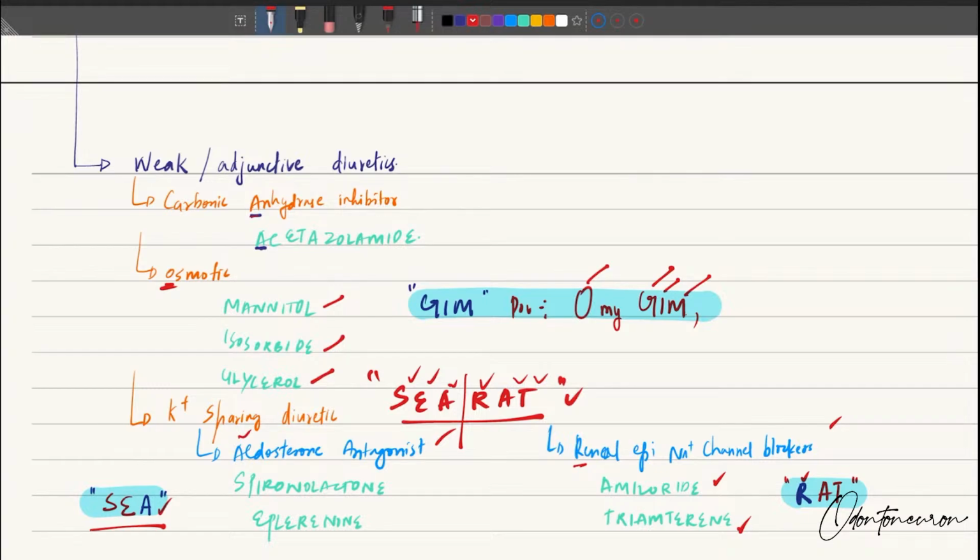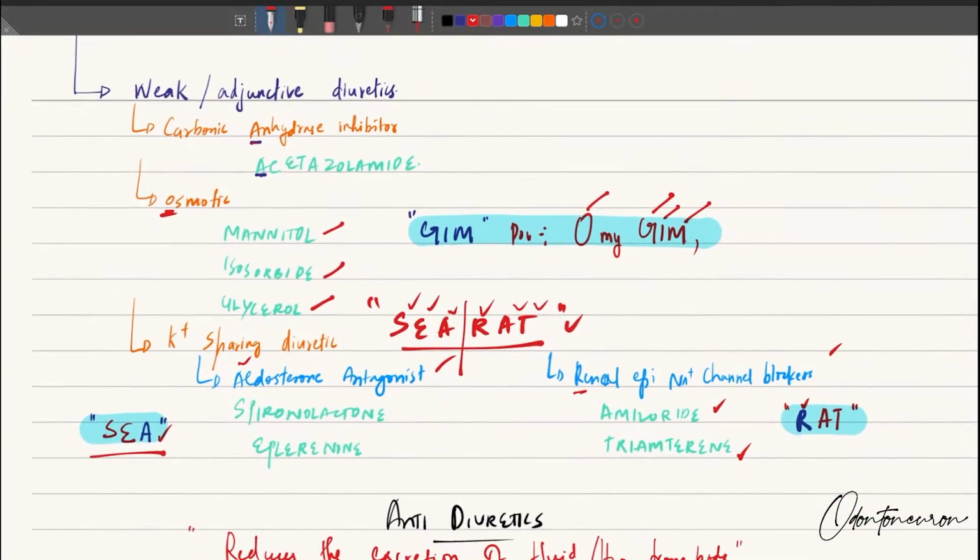Where does acetazolamide act and why is it so important? This drug acts in the proximal convoluted tubule. As I said earlier, the proximal convoluted tubule is where the maximum amount of reabsorption happens. So that's why this drug is very important: carbonic anhydrase inhibitor, acetazolamide.